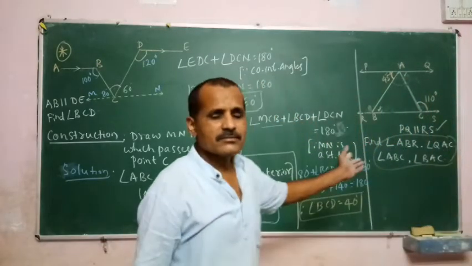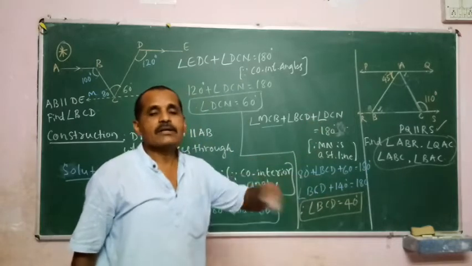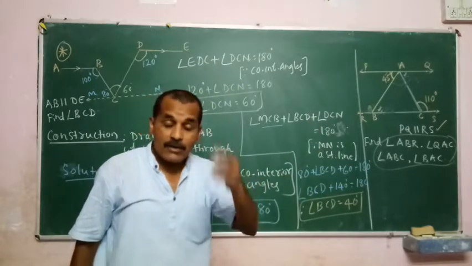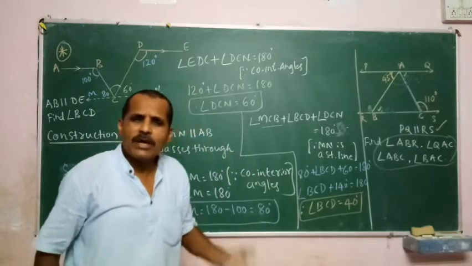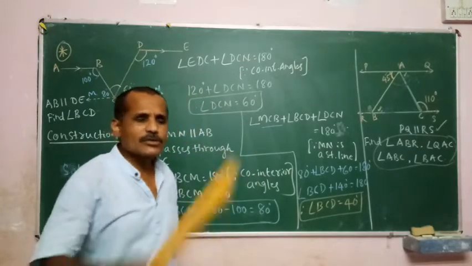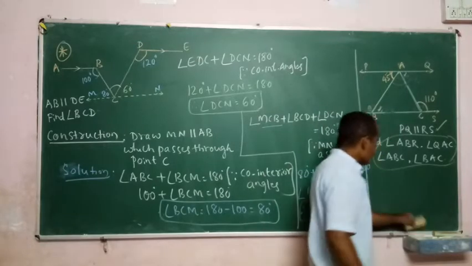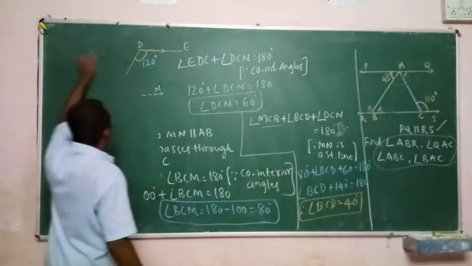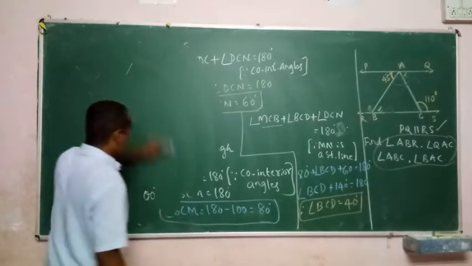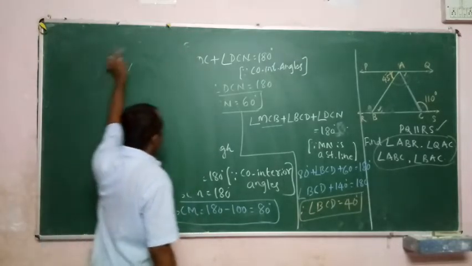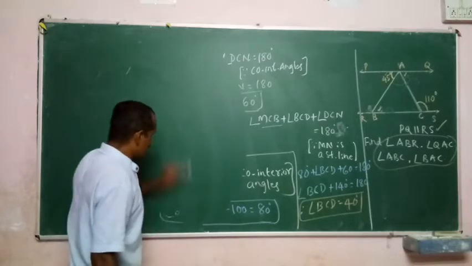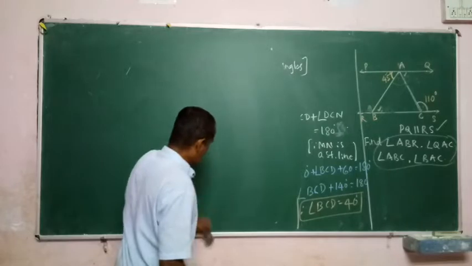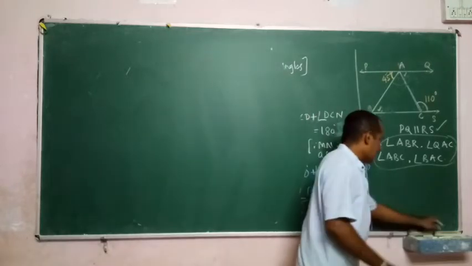What they ask, you will see. But I have told you, every angle can be found not only with one method; with a minimum of two methods you can find every angle. Let me solve this problem. The only thing you should know is what the different types of angles are and what the relation between them is. If you know those two things, you can solve any problem.